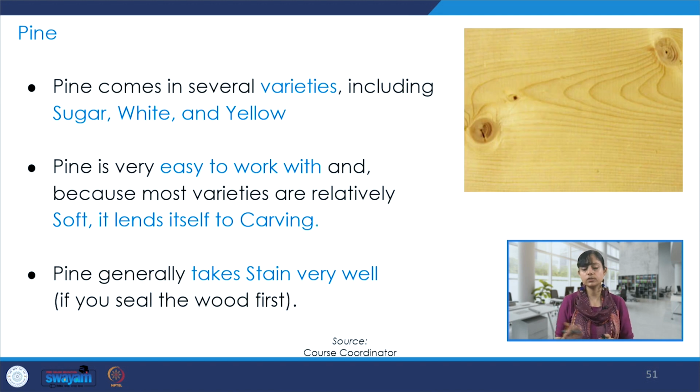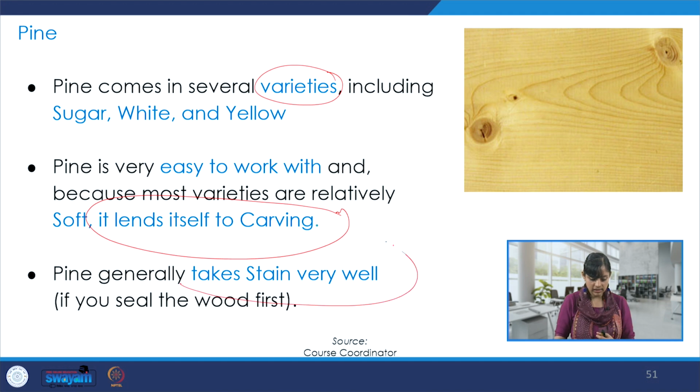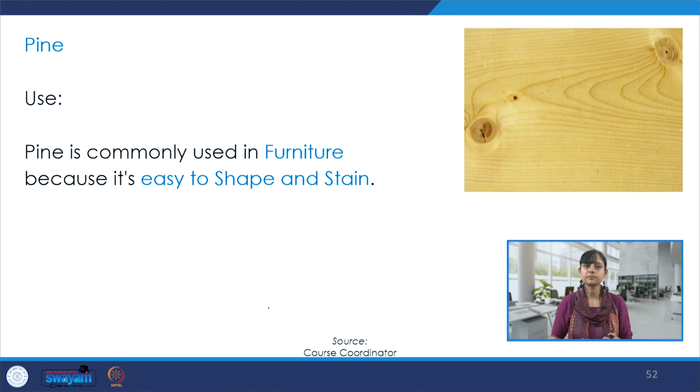Then there is pine wood. Pine wood is getting used very extensively in interior architecture projects, and in the industry we see a lot of use of pine these days. It comes in several varieties. There is sugar, there is white, there is yellow. It is easy to work with, and because it is soft, we can also do carving in it if there is some kind of detail which we want to achieve for our projects. It takes the stain very well, but of course we need to seal the wood first.